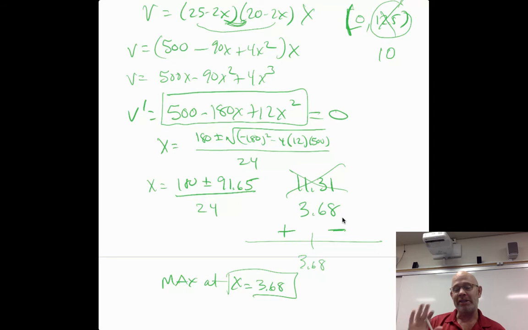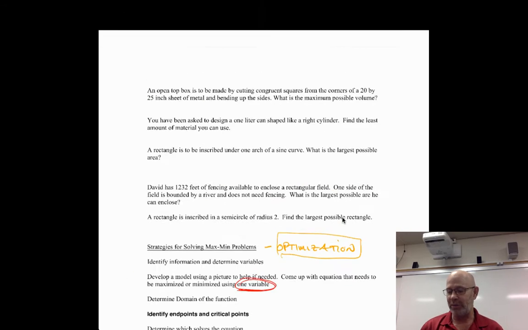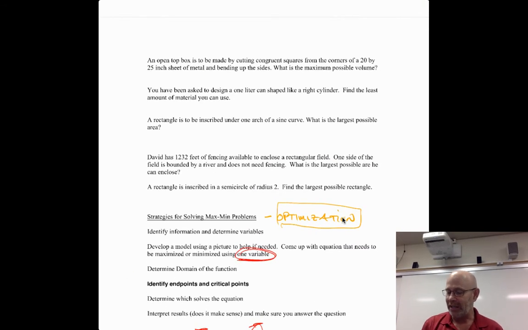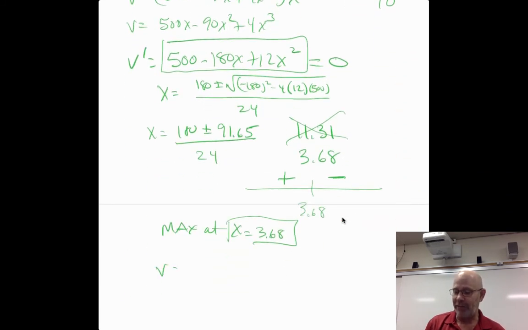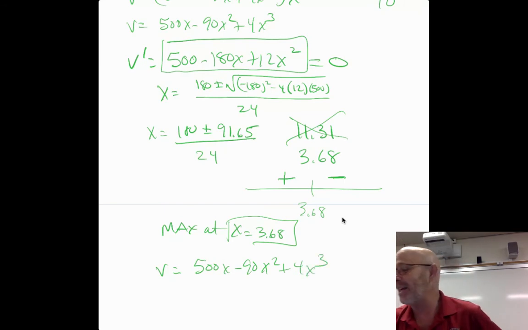Now it's not necessarily the answer. We're going to go back to the original problem, make sure we answer the question. It says, what's the maximum possible volume? So we're going to come back here and take our volume formula, which was 500x minus 90x squared plus 4x cubed. We're just going to stick that 3.68 in there, and I'm going to hope my book has it so I don't have to just do it for you. Yeah, it's 820.58.